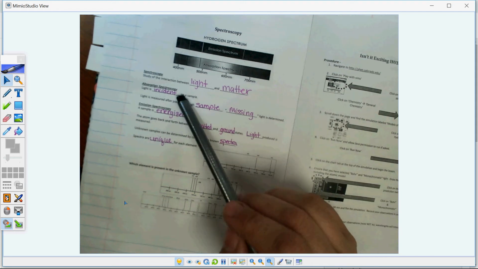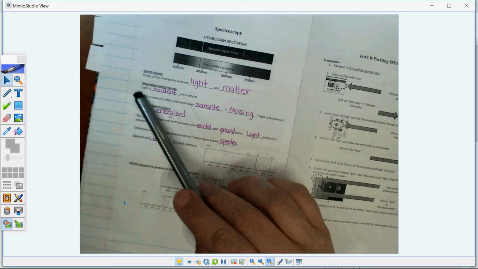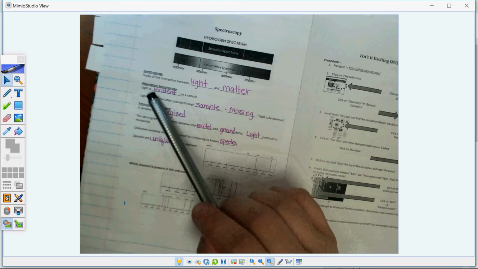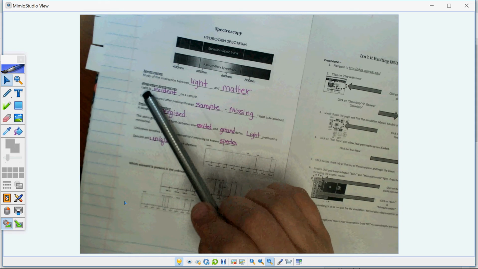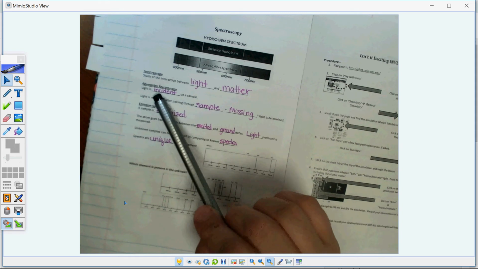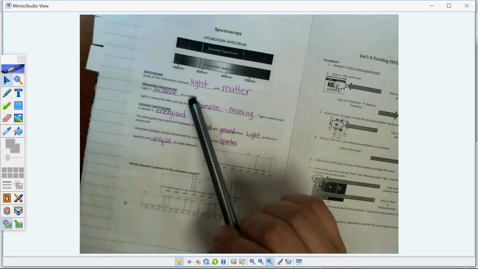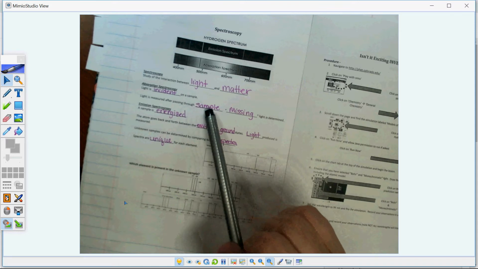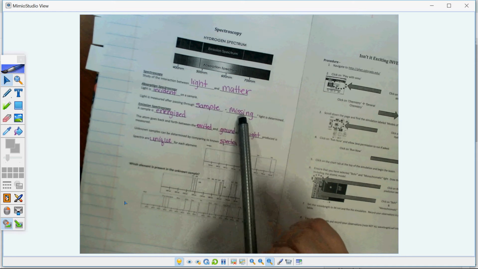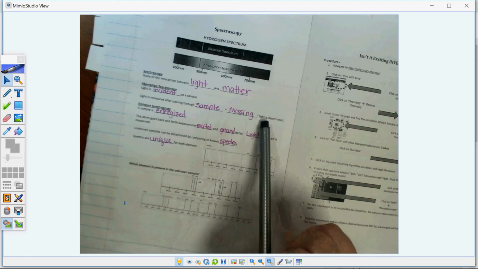In absorption spectroscopy, we shoot all colors of light on a sample. That's what this means. Light is incident on a sample. So we shine like the entire rainbow on a sample. And that sample is going to absorb some of those colors. So when it absorbs some of those colors, we measure the light that passes through the sample, and the missing light, which is equal to the colors that were absorbed, is determined.